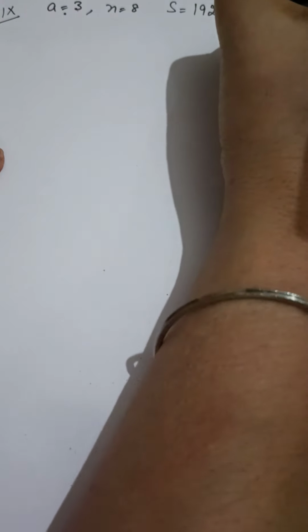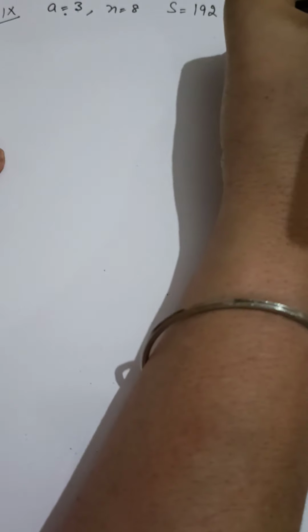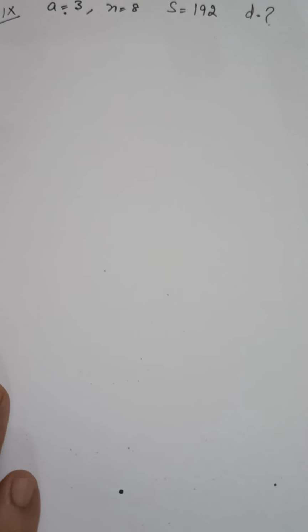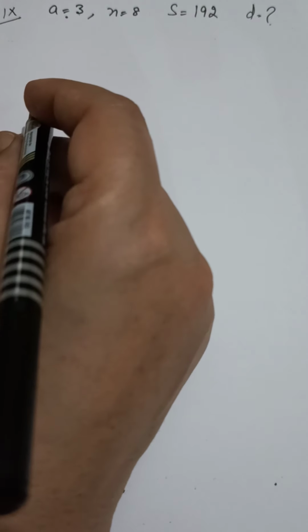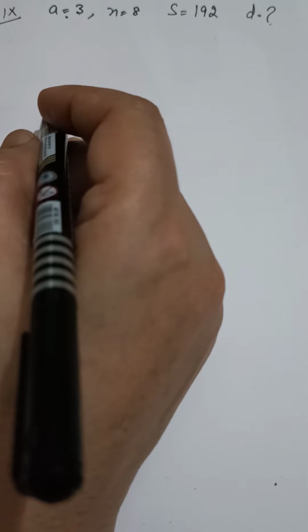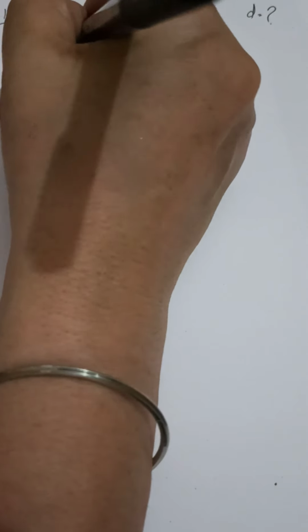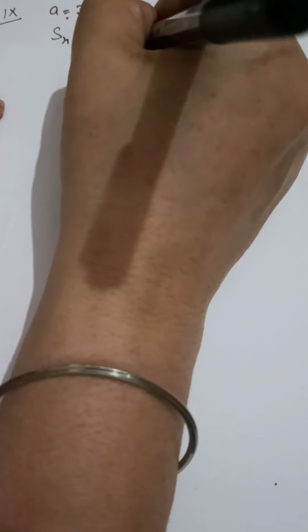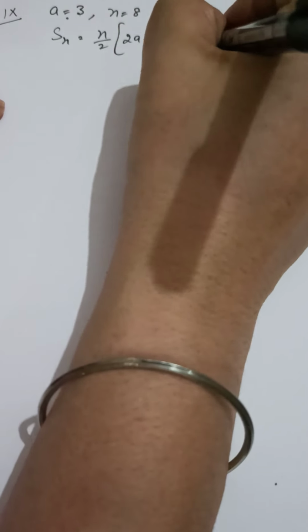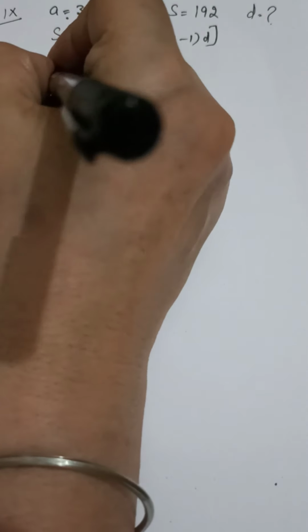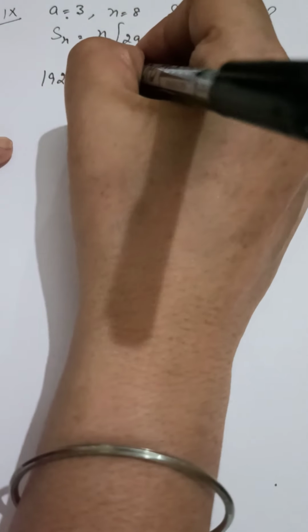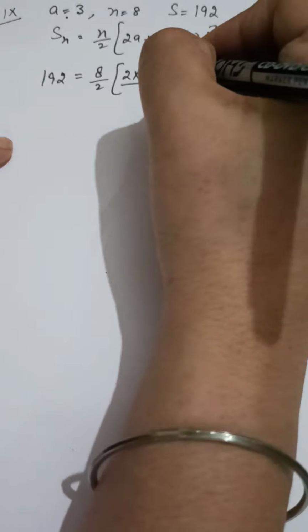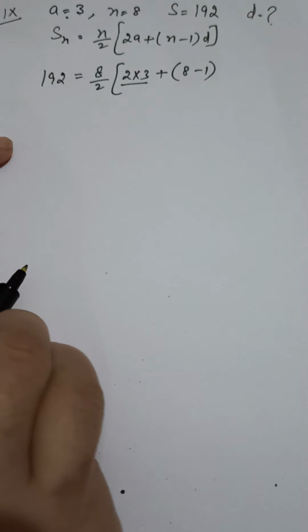Find d. We have to find d. d is equal to, there is a question mark. So what is given to us? S is 192. That means Sn is given to us as 192. Sn is equal to n upon 2, 2a plus n minus 1 into d. 192 is equal to 8 upon 2, the value of n is 8, 2 multiplied by 3 plus 8 minus 1 and d we have to find, that means d is d.